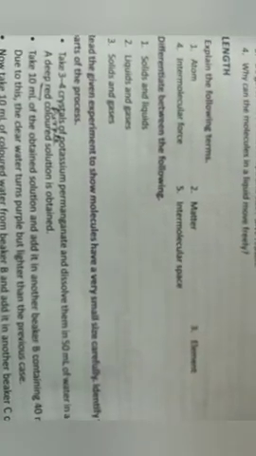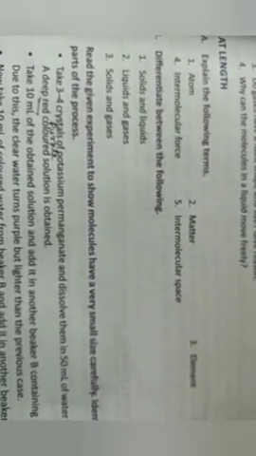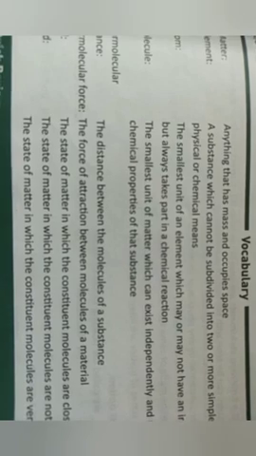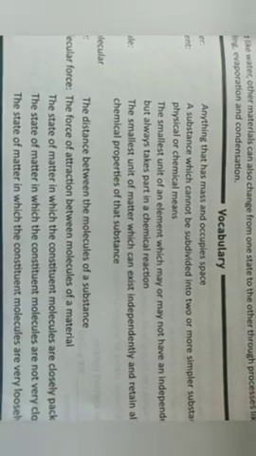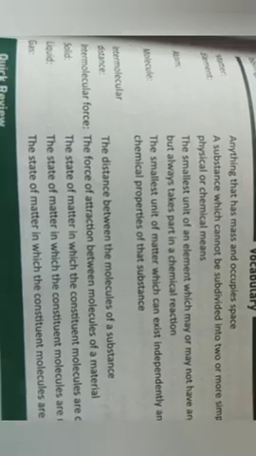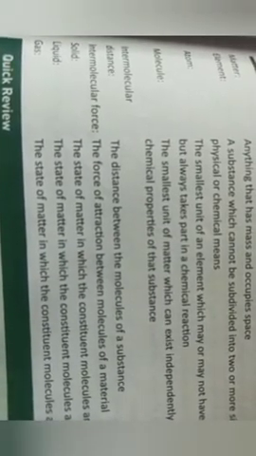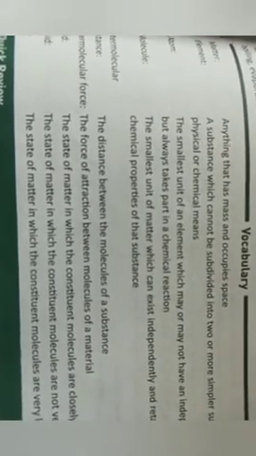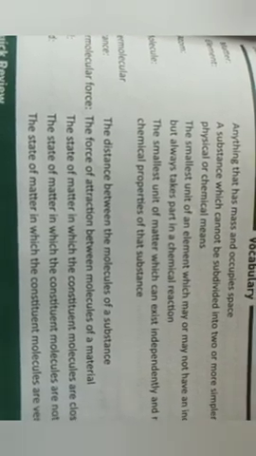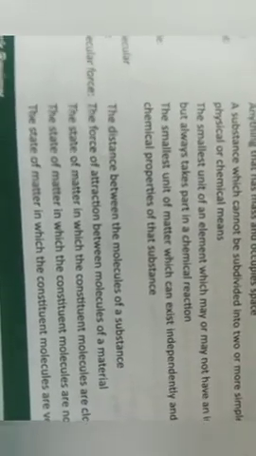Now explain the following terms: atom, matter, element, intermolecular force and intermolecular space. So you'll find the answer for atom here. The smallest unit of an element, vocabulary, page number 7, which may or may not have an independent existence but always takes part in chemical reactions, is called an atom. And second, molecule, you will also find. Then intermolecular distance or intermolecular space is the distance between the molecules of a substance, whereas intermolecular force, the force of attraction between molecules of a material, is called intermolecular force.